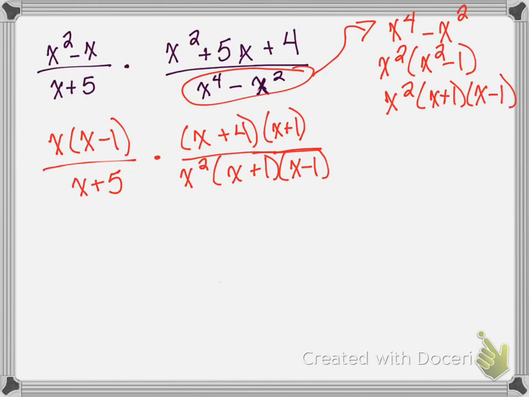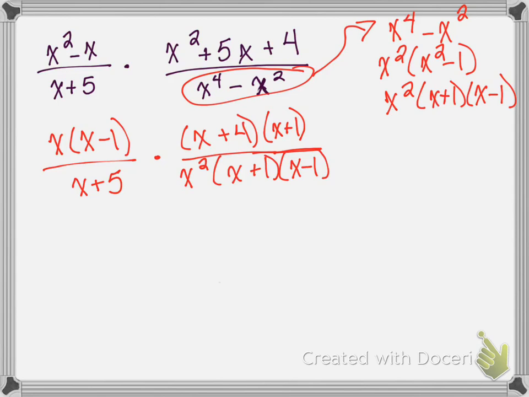The numerator, x squared minus x. You pull an x out of both of those. So I've got x times x minus 1. X plus 5 can't be factored. It's a binomial. X squared plus 5x plus 4: my product is 4, my sum is 5. X plus 4 times x plus 1.